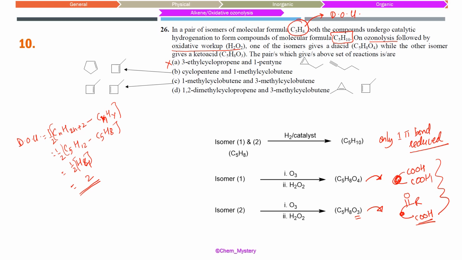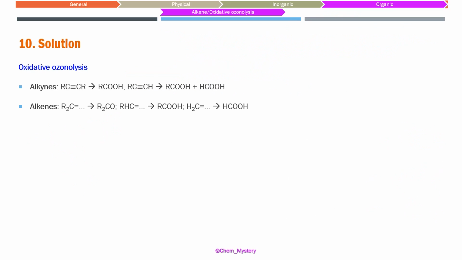Let's have a look. When we do oxidative ozonolysis and start with an alkyne, if there is C triple bond C with one side hydrogen and one side alkyl, we get 2 acids, RCOOH and HCOOH. But if you start with an alkene, if you have both alkyl groups, you get a ketone. If you have one hydrogen, you get the carboxylic acid. If you have both hydrogens on the double bond, you get formic acid. Using this information, we will see how these different products are going to react. So this is option number A.